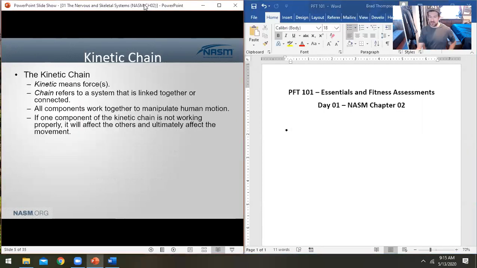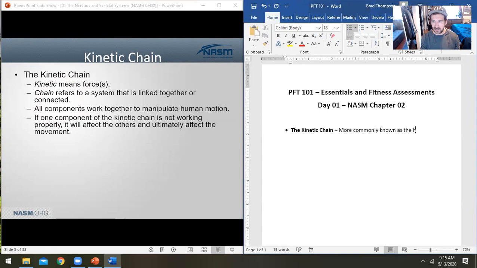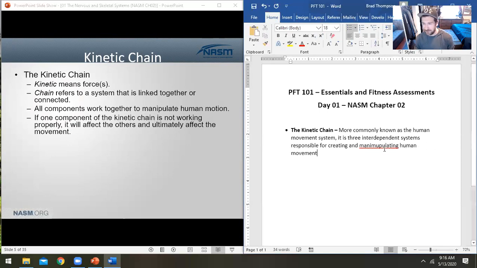So again, let's go ahead and define really quickly the kinetic chain here, right? This is more commonly known as the human movement system. It is three interdependent systems responsible for creating and manipulating human movements. That's not even close. Manipulating.